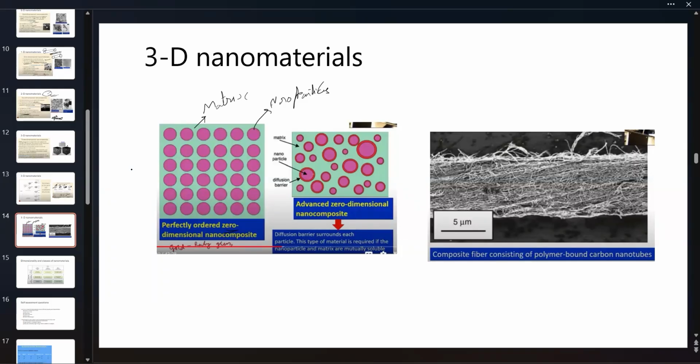They can be in this one. You have uniform particles arranged in a perfect order.